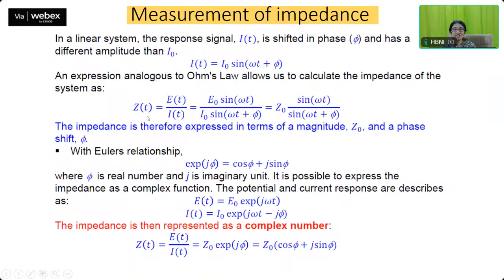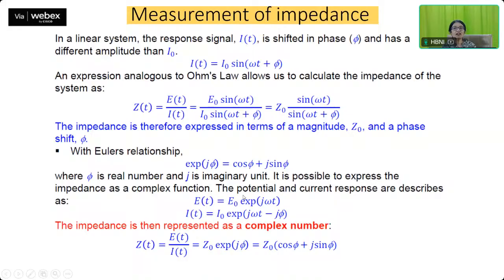This impedance is given as Z(t), which is E(t) by I(t), that is E0 sin(ωt) by I0 sin(ωt + φ). So ultimately what you have is Z0 sin(ωt) by sin(ωt + φ). So the impedance is therefore expressed in terms of a magnitude Z0 and a phase shift φ. So now you have Euler's relationship. If you remember, exp(jφ) = cos φ + j sin φ, where φ is a real number and j is the imaginary unit. So it is possible to express the impedance as a complex function because we have Euler's relationship here.